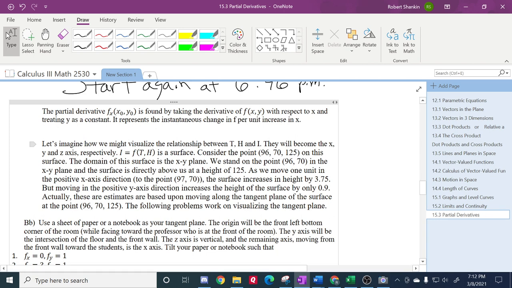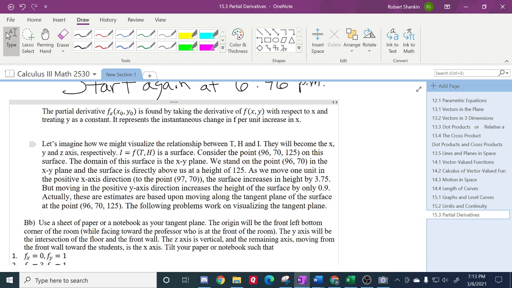And then we put a tarp on that, and that tarp is the surface. But we're standing on the floor, and 125 feet above us is the point. Now, as we move one unit in the positive x direction, you have to know what your x-axis, your y-axis, and your z-axis are.